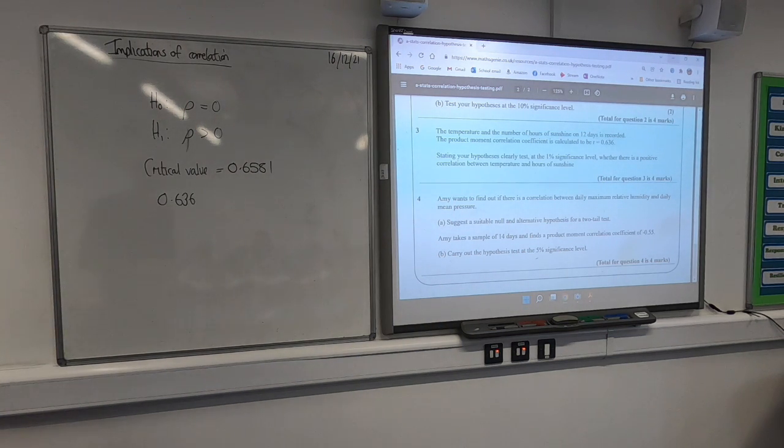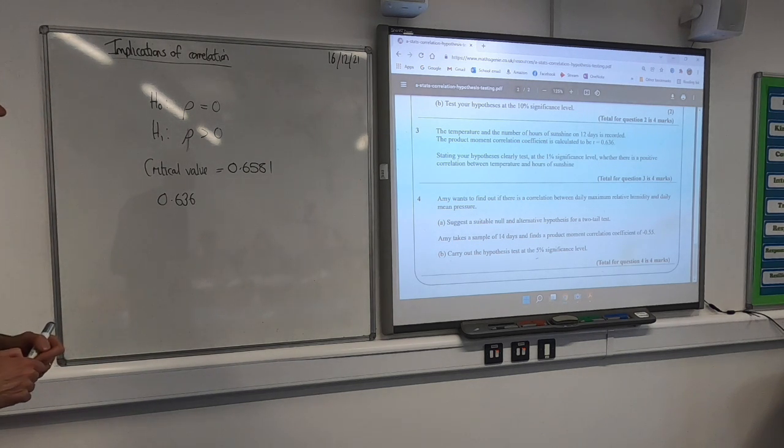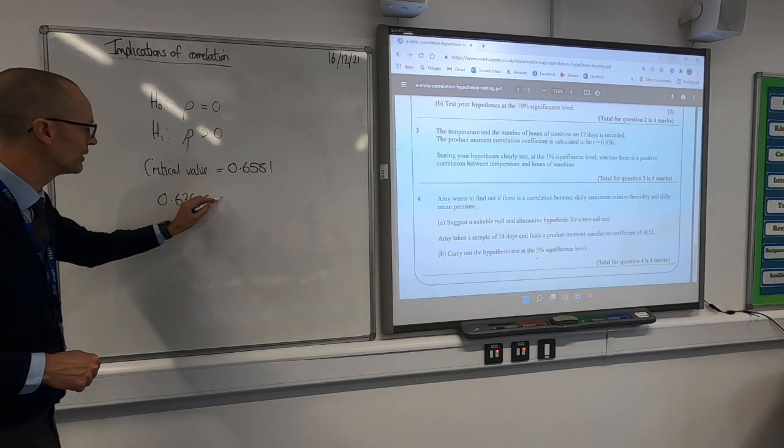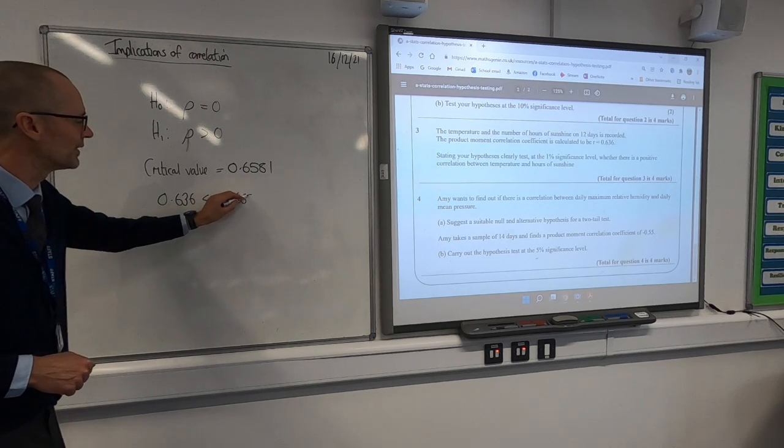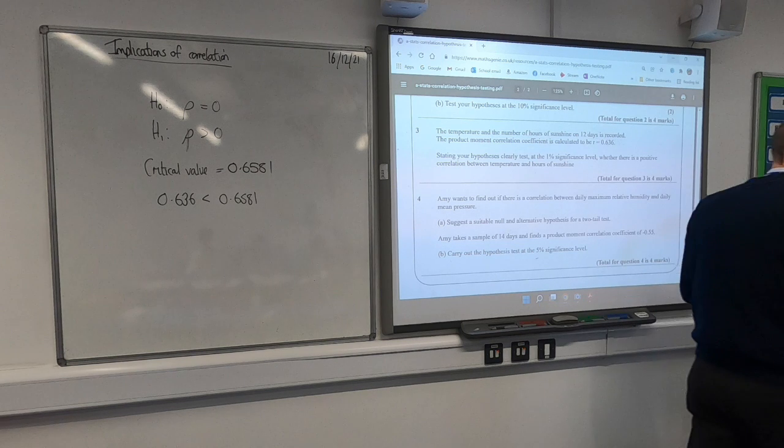So what do you reckon, George? Is there enough evidence? There is not, because 0.3636 is smaller than the critical value, so there is not enough evidence to suggest a positive correlation.